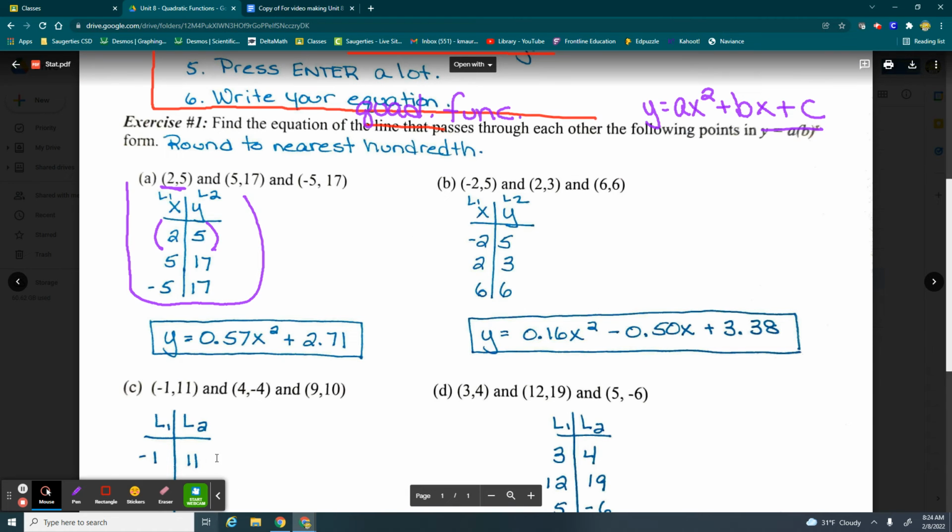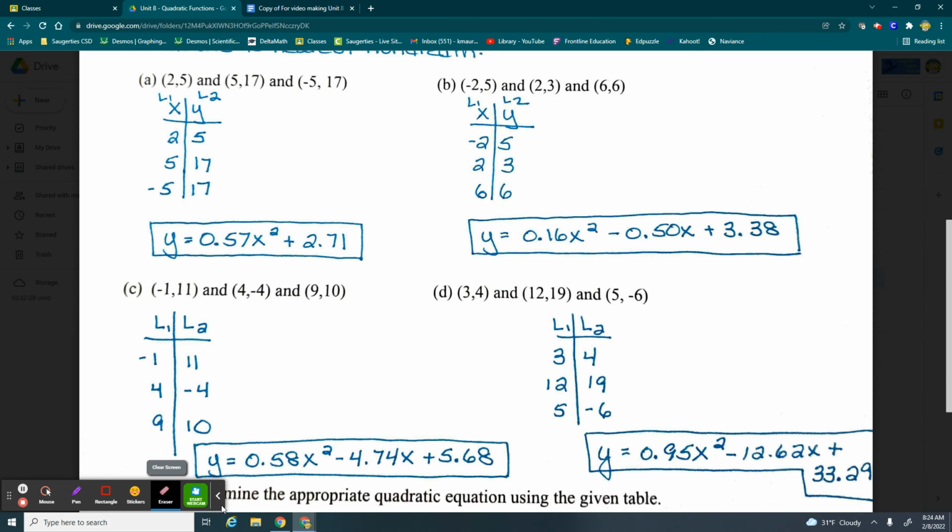So what I'd like you to do, I have my answer right here. I'm going to pause the video. I would like you to try number 1, B, C, and D. And then once you've gotten those, you can come back and check your answers. So here are my answers. I made my table, and then I wrote my equation, rounded to 2 decimal places. If your answers do not match my answers, then that means you have to ask us for some help.